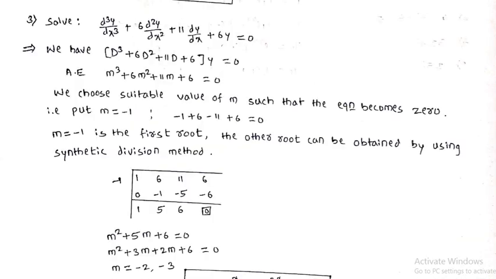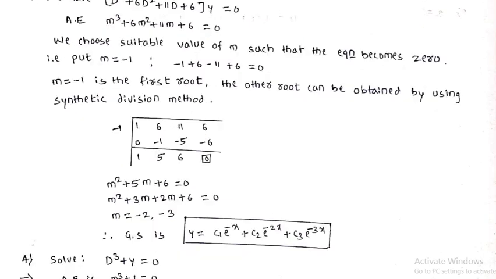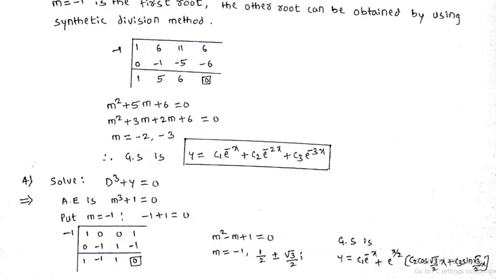Or otherwise, by using the calculator you can calculate the roots of the cubic equation, and then also you will get -1, -2 and -3. So here also the equation is cubic, we substitute a suitable value of m, that is m equal to -1, and the equation becomes 0. So now use the synthetic division method to calculate the remaining roots. Use the coefficient of D cube, which is 1. Here D square and D are absent, therefore you choose the coefficients of D square and D as 0 and 0, and the last term is the constant, that is the coefficient of y, which is 1.